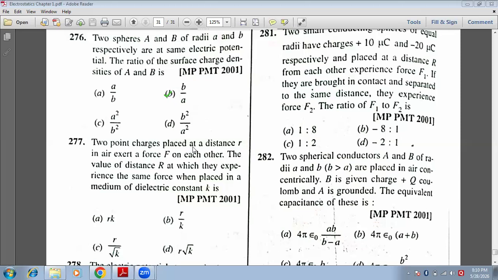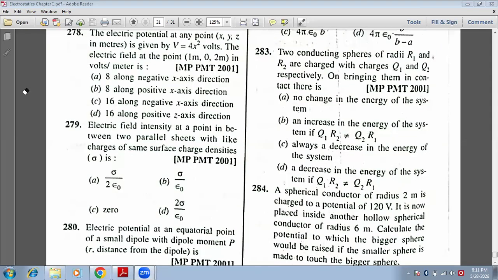Two point charges placed at a distance r in air exert a force F on each other. The value of distance capital R at which they experience the same force when placed in a medium of dielectric constant K is option A R into K, option B R upon K, option C R upon root K, option D R root K. Correct answer option C R upon root K.